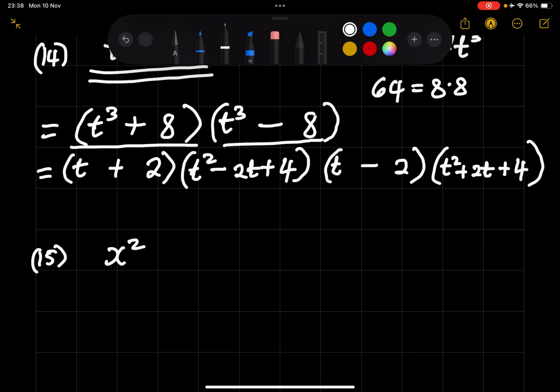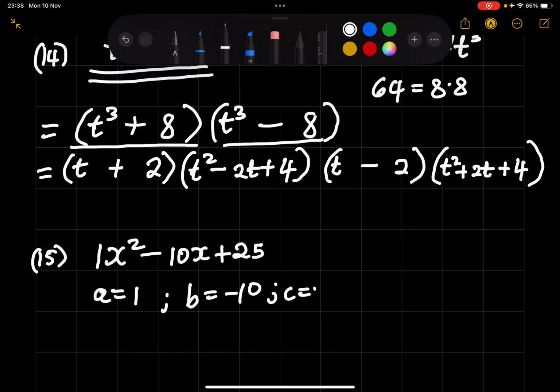So we have x squared minus 10x plus 25. From this expression, you can see that here you have a 1, right, that we don't show. So what you do here, you list your a, which is 1, your b, which is minus 10, your c, which is 25. So the coefficient of x squared is always a, the coefficient of x is b, and then the constant is c.